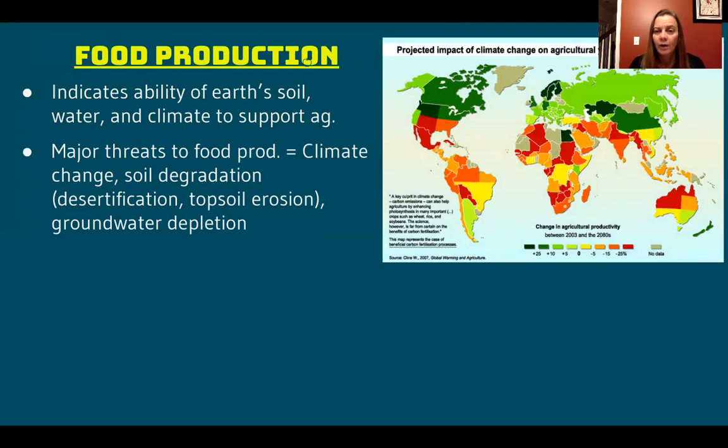So climate change globally is decreasing agricultural productivity. You notice on our map here that productivity is actually increasing in the north. That's because seasons are getting longer, but overall globally it is decreasing.